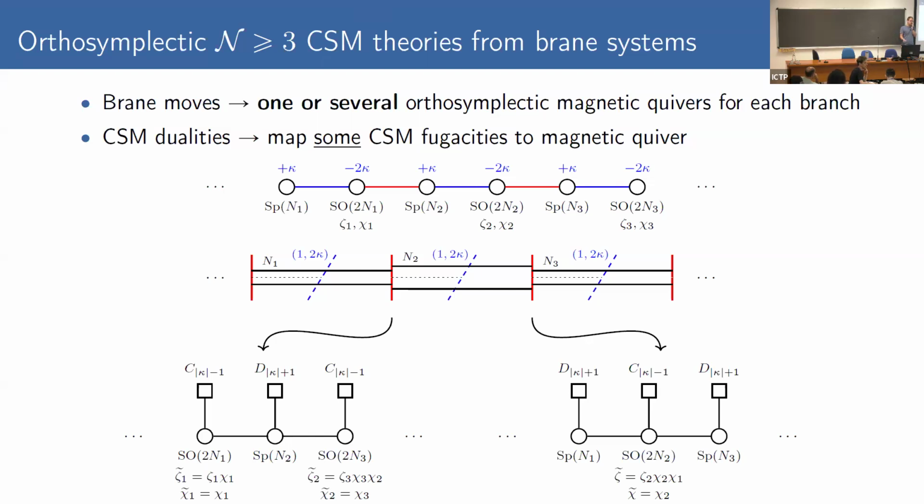But the answer is correct, right? I mean, you have the same Coulomb branch, but potentially not the same Higgs branch. I mean, most likely not the same Higgs branch, because you already see you have different global symmetries on the Higgs branch.